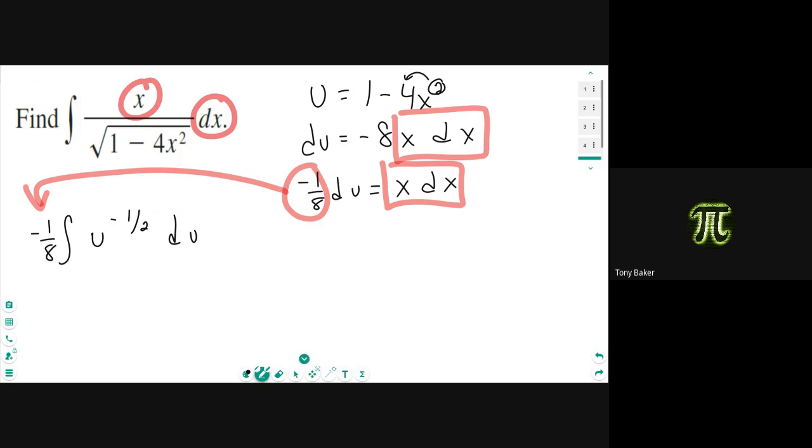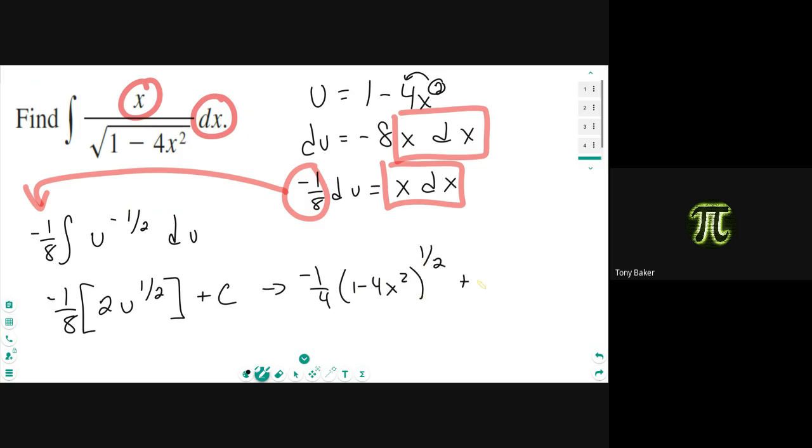All right. Now I find the integral of u to the negative 1/2. Yes. So we got negative 1/4 times 1 minus 4x squared to the 1/2. Let's see.